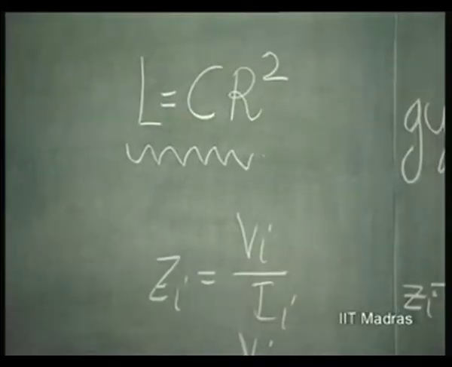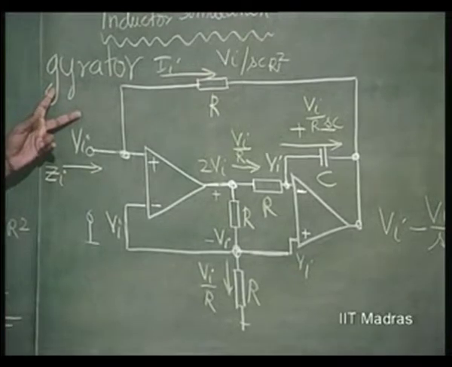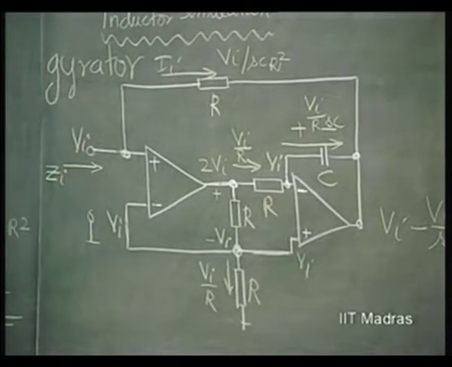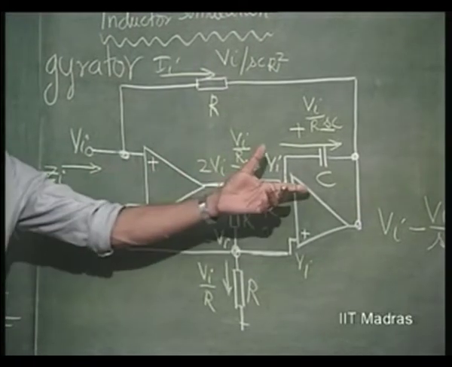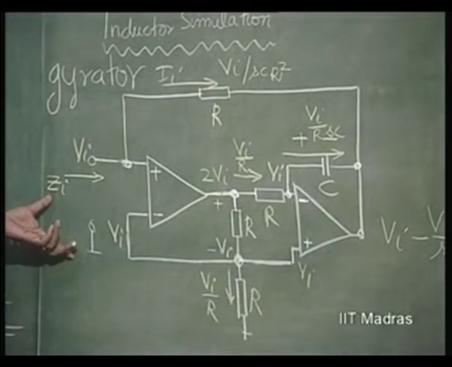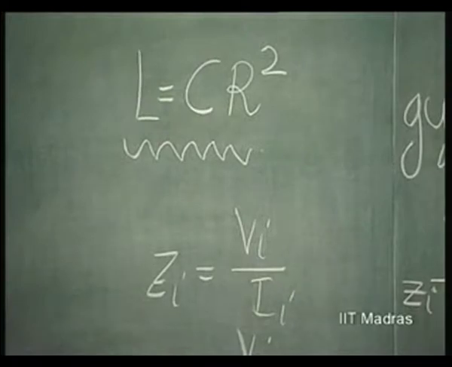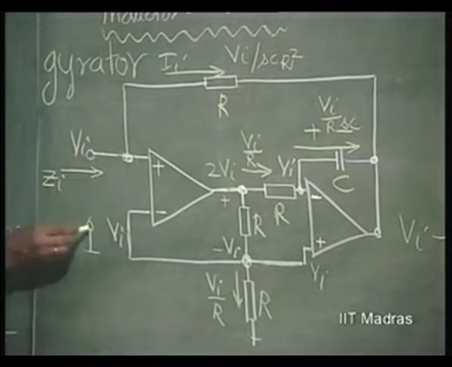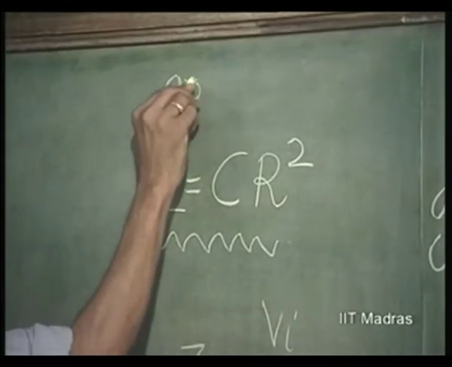So, any such circuit which is terminated by a capacitor and sees an inductor is called gyrator. This is one such circuit which is able to use a capacitor for simulating an inductor, of magnitude equal to C R squared. One thing you should note, however, is that this inductor is between this point and ground. Therefore, this is a grounded inductor.